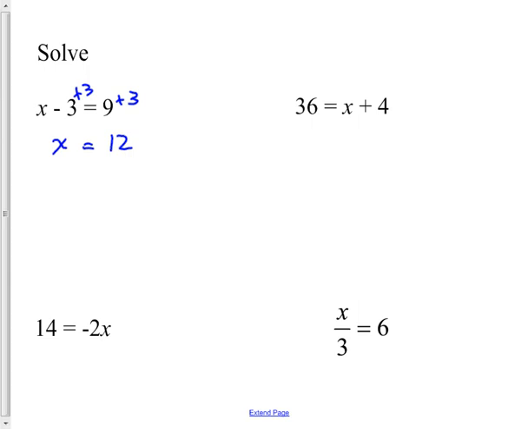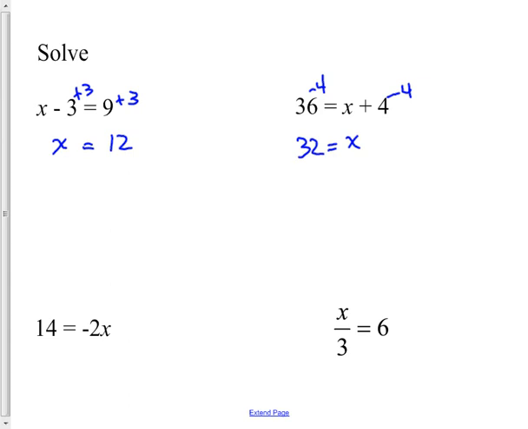Now if we look at this second equation, 36 is equal to x plus 4. So what's been done to the variable? Well, we've added 4 to it. The opposite of adding 4 is subtracting 4. But if I subtract 4 from this side, I must subtract 4 from that side. So that will give me just x on this side, because plus 4 minus 4 give me 0. 36 minus 4 gives me 32.